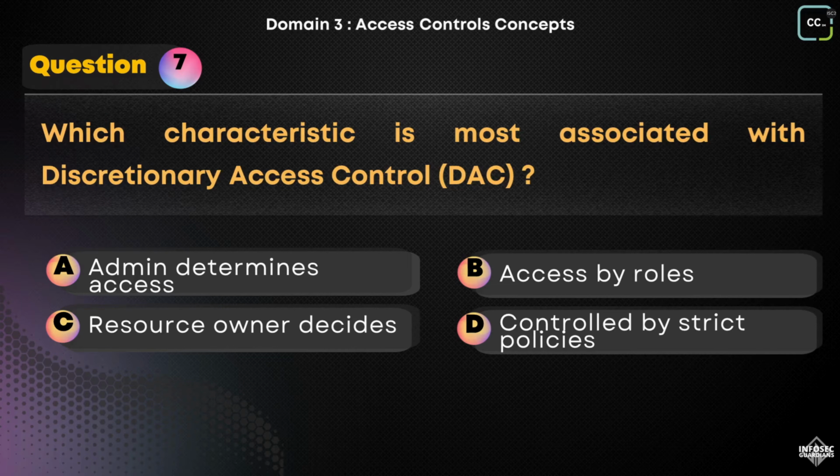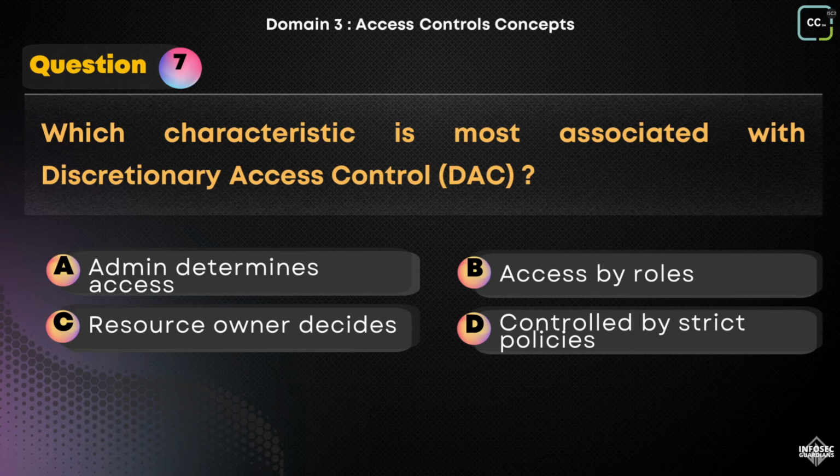Option C. In DAC, the key characteristic is that the resource owner has the authority to grant or revoke access to their resources. This flexibility is central to DAC, allowing owners to control access based on their discretion. Option D. This is more aligned with mandatory access control, or MAC, where access is determined by strict policies and classifications, not by the discretion of resource owners.